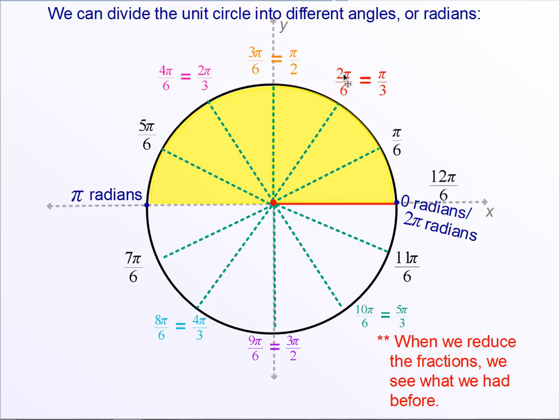2 pi over 6, 2 over 6 reduces to 1/3, so 2 pi over 6 is the same as pi over 3, which means I'm 1/3 of the weight of pi. 3 pi over 6, 3 over 6 reduces to 1/2, so 3 pi over 6 is the same as pi halves, and so on and so forth. Make sure to reduce fractions and you'll be okay.